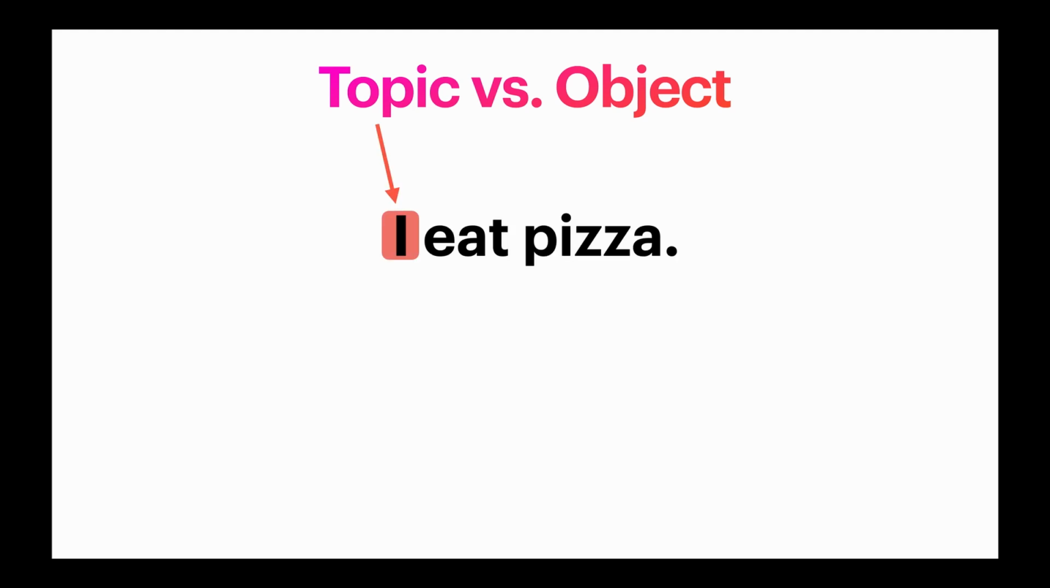I is the topic, which is marked in Korean by either 는 or 은. 는 if the word ends with a vowel, and 은 if the word ends with a consonant. Because the word for I in Korean is 저, then we know that we add 는, 저는.